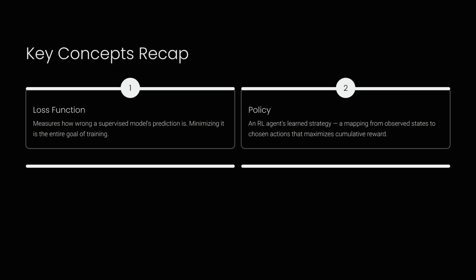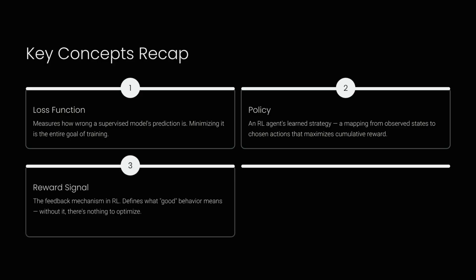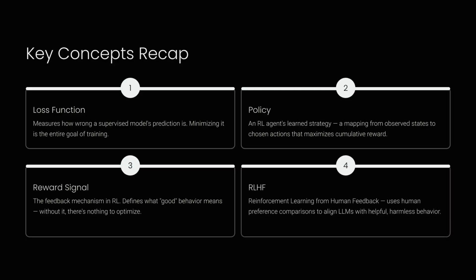To recap key concepts, the loss function measures model error in supervised learning. The policy is an RL agent's learned strategy. The reward signal is RL's feedback mechanism defining success. And RLHF aligns LLMs with human behavior using reinforcement learning.